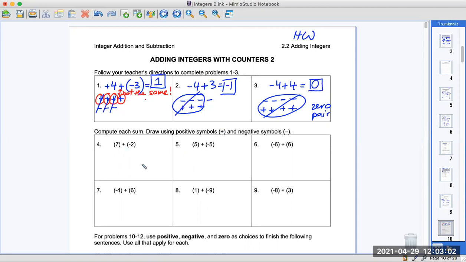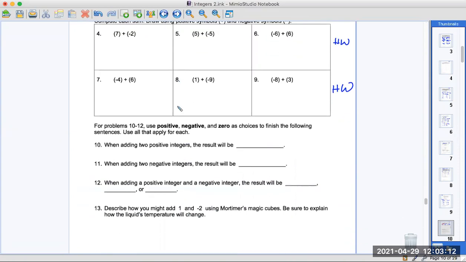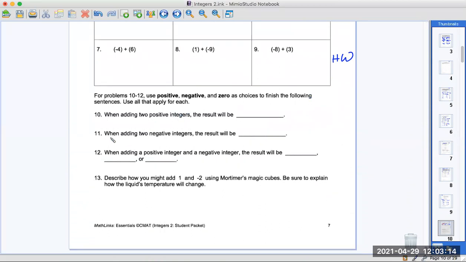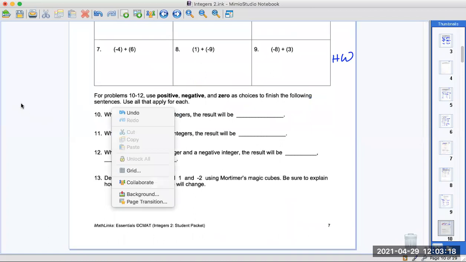Okay, now your job is to do these for homework. All of these. Use the counter method to help you out in the beginning. And then we're going to fill in 10, 11, 12. That's also homework.